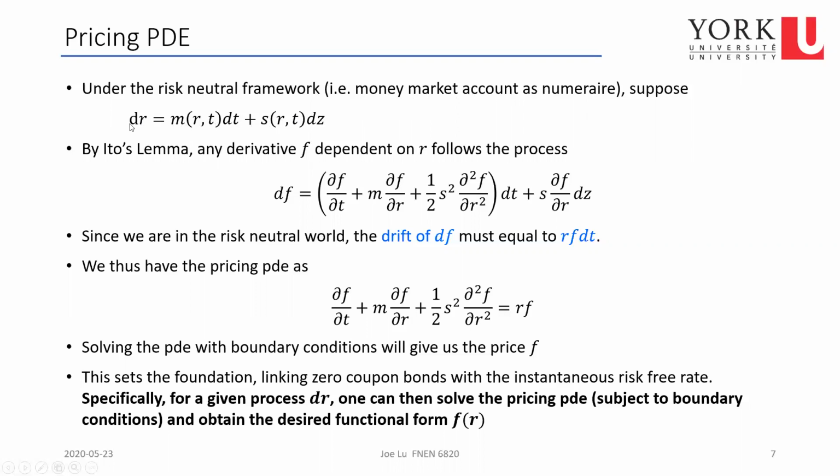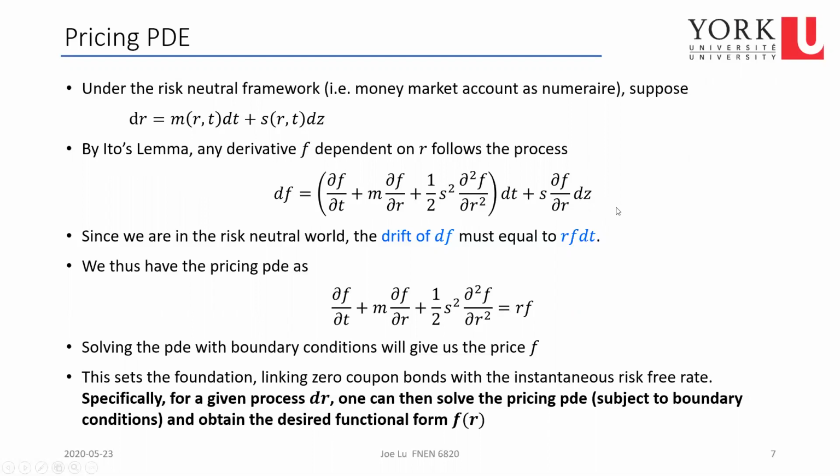So once you have a risk neutral interest rate process here for this instantaneous interest rate R here. Now any asset, any financial asset that is a function of interest rate can really be written in this way according to Ito's lemma. So as long as it's a function of R, then the process of the price of that financial asset will be in this form.